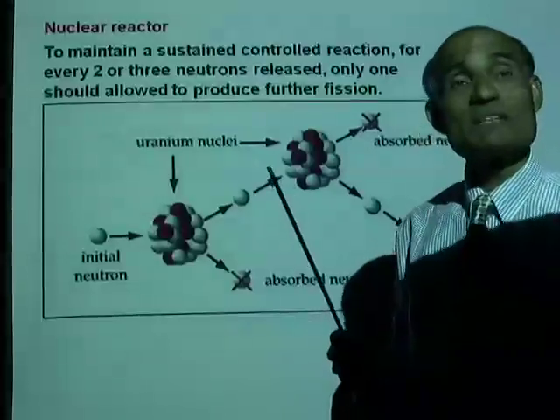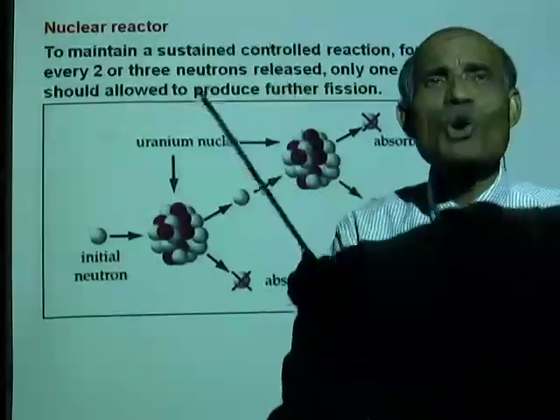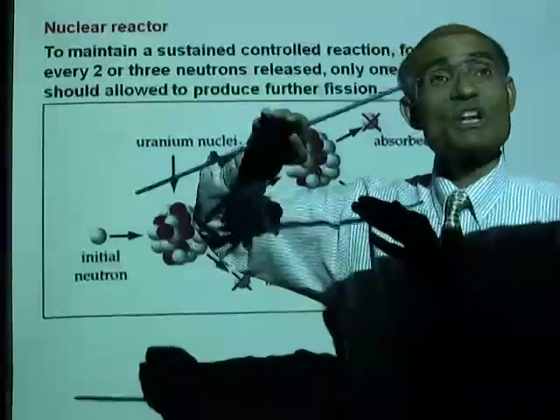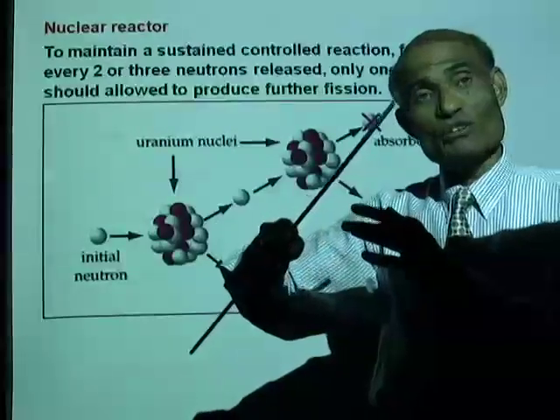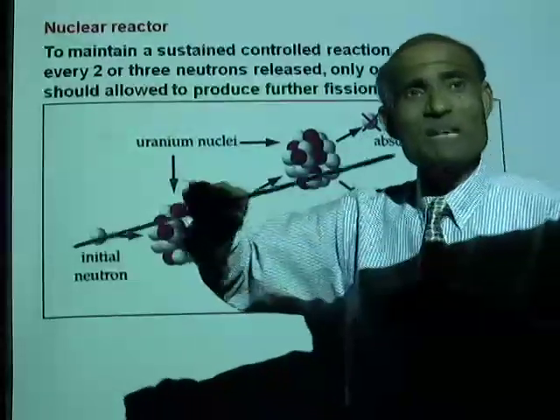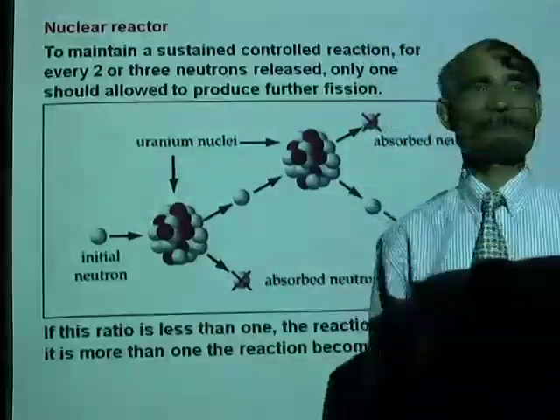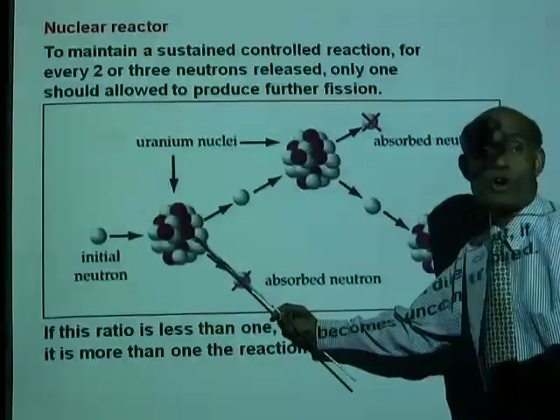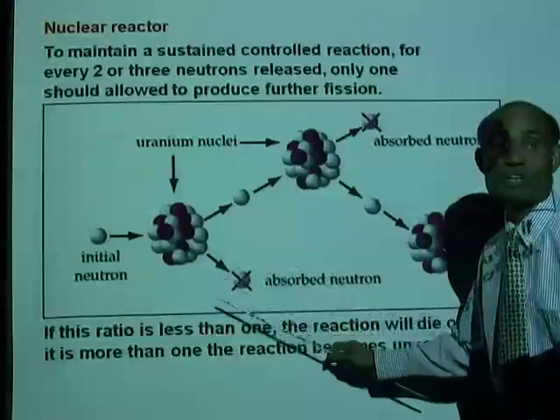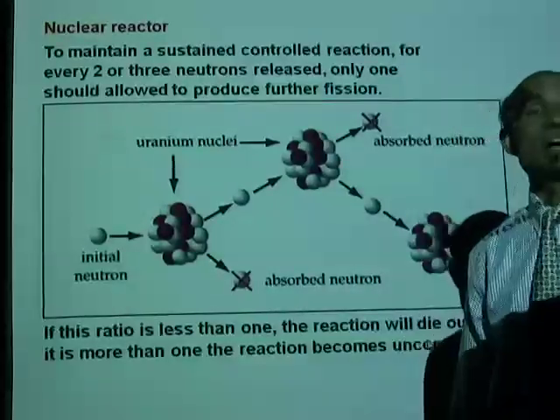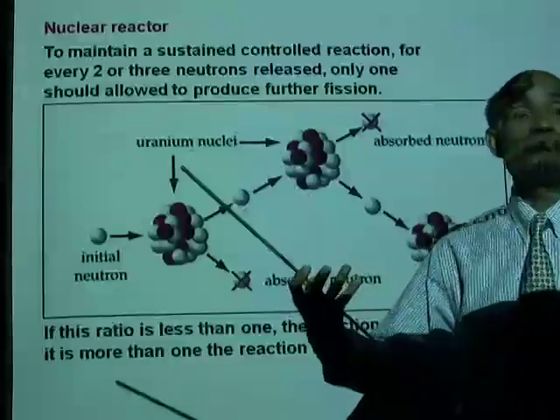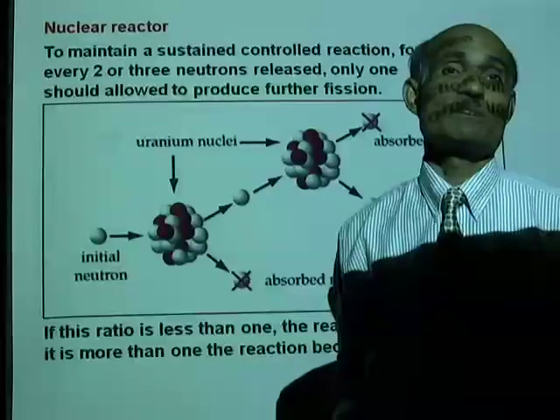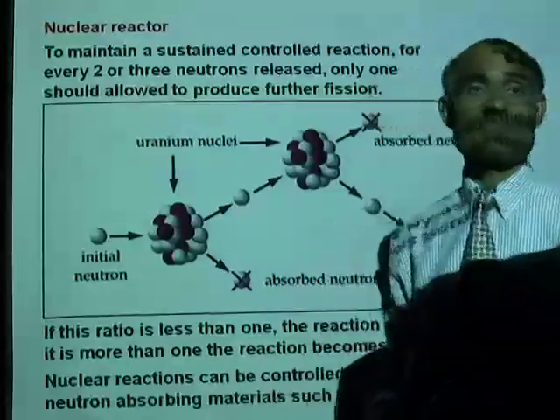That means there must be some kind of effective control system to control the rate of fission. The rate of fission cannot accelerate. It cannot decelerate. It has to be maintained at a constant rate. If the ratio of neutrons available for further fission is less than 1, the reaction will die down. If it is more than 1, it becomes a bomb. If you make a reactor and it becomes a bomb, then we have failed in our purpose.